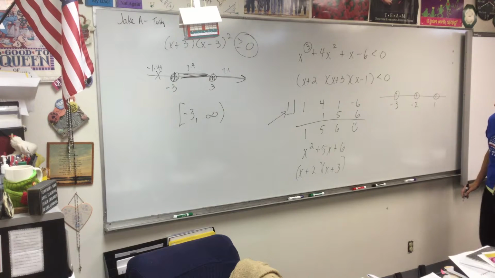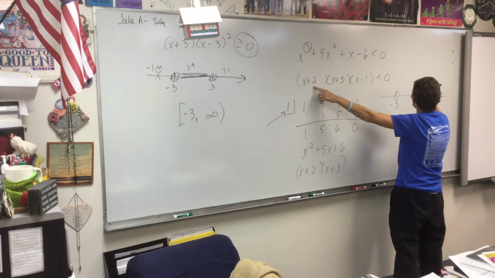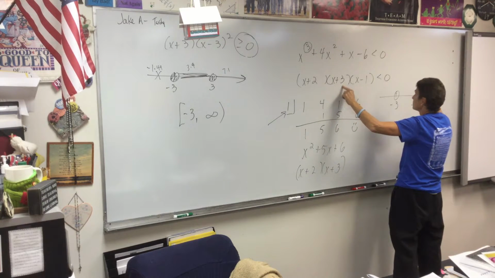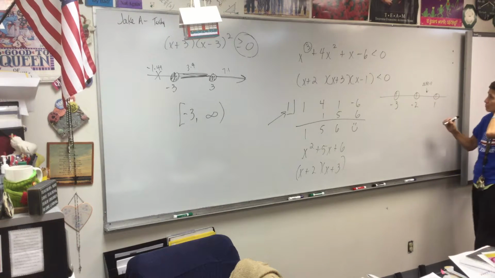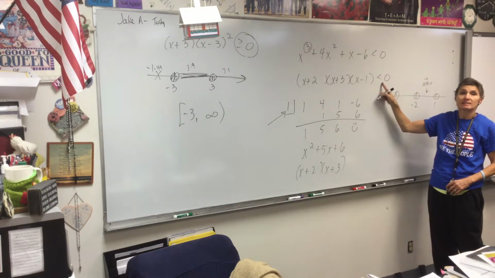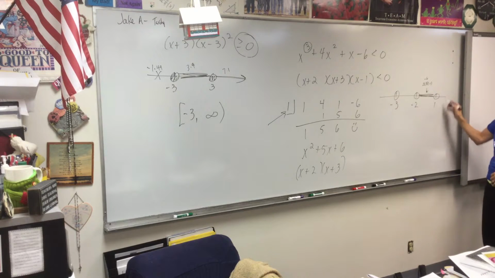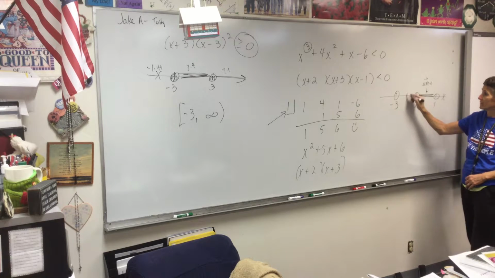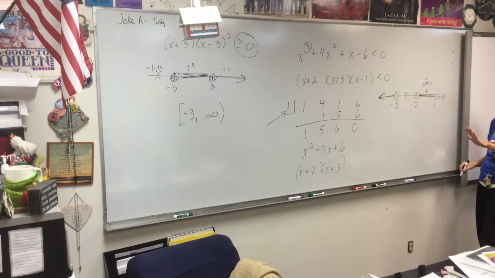All right, let's pick a number. We'll try 0 again. We can use zeros right in here. So if I put 0 in, I get 2 times 3 times -1. 2 times 3 times -1 is -6. Is -6 less than 0? Yeah. So this section actually works, which means this section won't, and this section will.